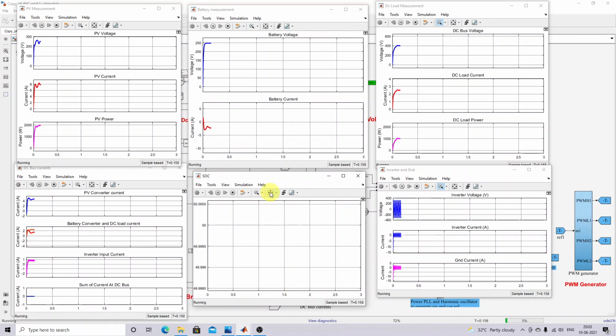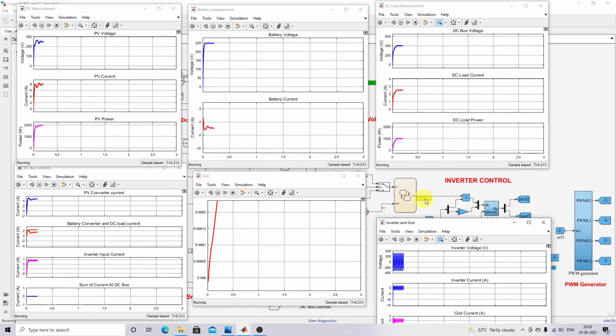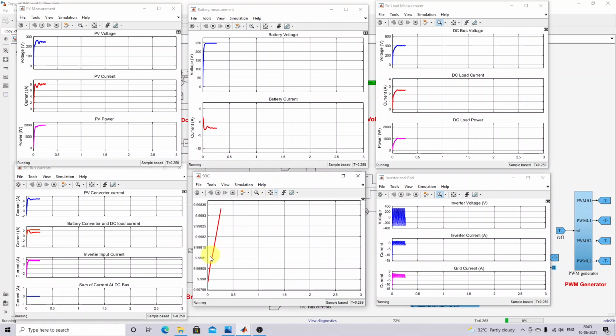Now first you check the SOC. The SOC keeps on increasing because solar PV has power. Solar PV charges the battery as well as supplies the load and supplies the grid. Here you can see that the 2 amps peak current is the reference. So solar PV is now supplying power to charge the battery, supply the DC load, and then supply the grid. Here you can see that the SOC of the battery is increasing.